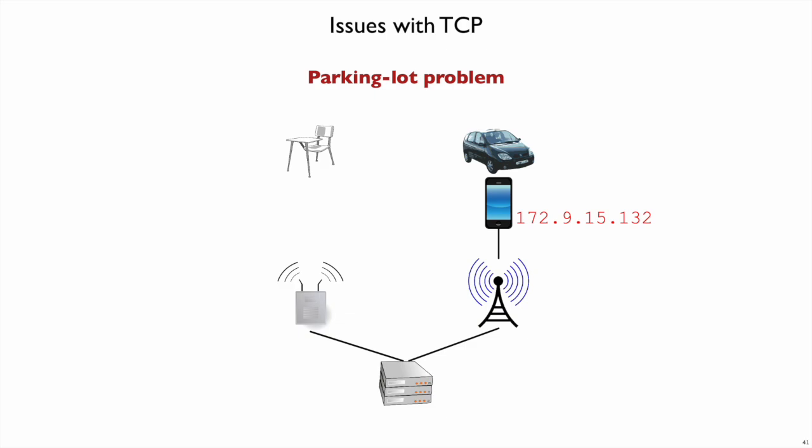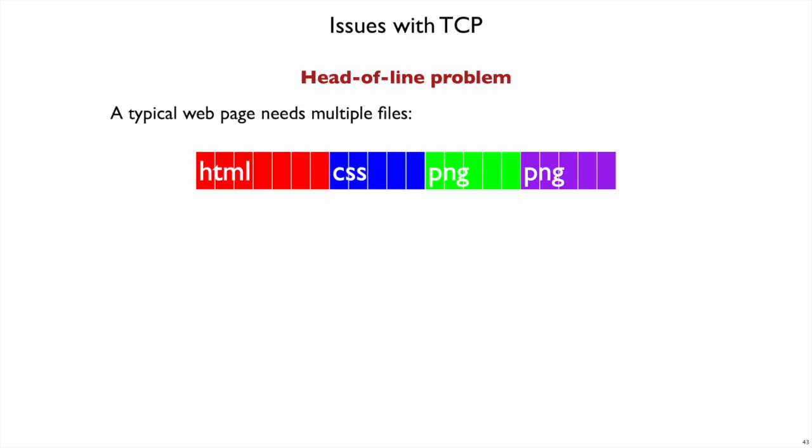And since you have a new address now, you have to create a new connection to the server, even if you are in the process of using some web service as you move from the classroom to the car. So that means a new connection, and that means starting all over with slow start and so on to get that data flowing. Another problem is that a typical web page, say, needs multiple files.